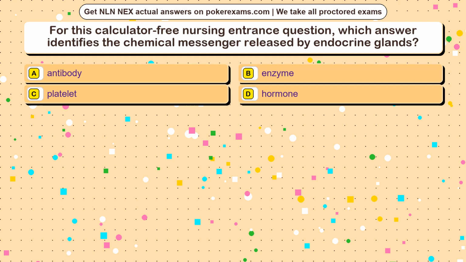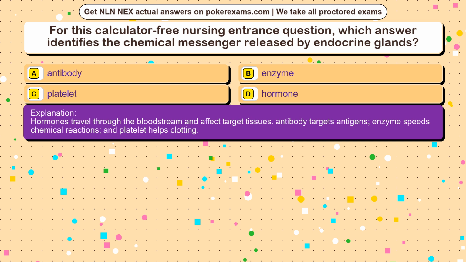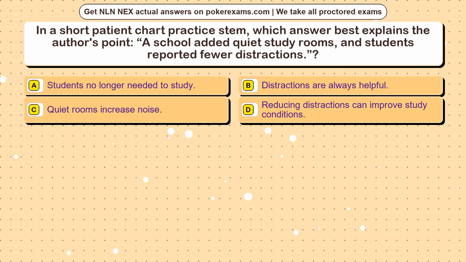The correct answer is option. Hormones travel through the bloodstream and affect target tissues. Antibody targets antigens, enzyme speeds chemical reactions, and platelet helps clotting. Question 14. In a short patient chart practice STEM, which answer best explains the author's point?